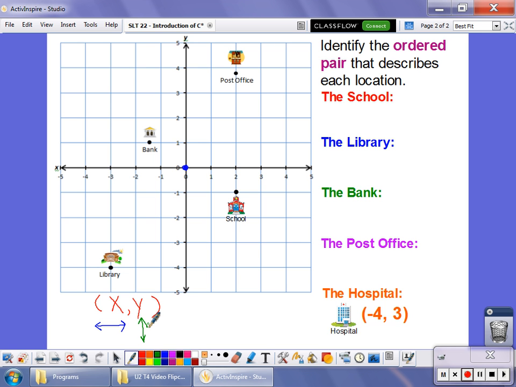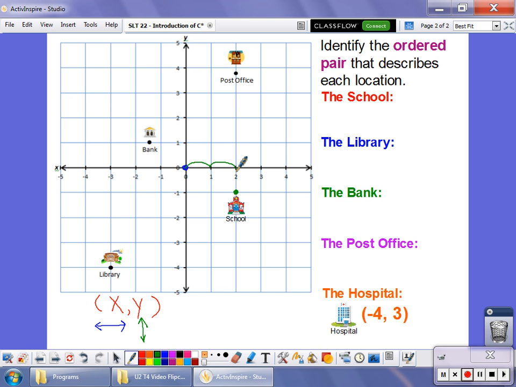Okay, let me give you an example. We can use coordinates to help us find places on a coordinate graph. So the first place I want to look for is our school. If I look for my school, I see the school is located right here. So the first thing I want to think about is how do I go from the origin to the school? I'm going to go across the x-axis first. So I'm going to move 2 spaces to the right, and then I need to go 1 space down. Those are my coordinates, those directions.